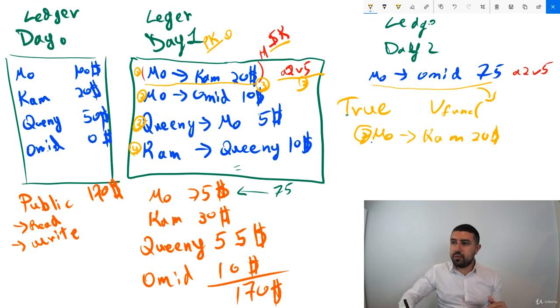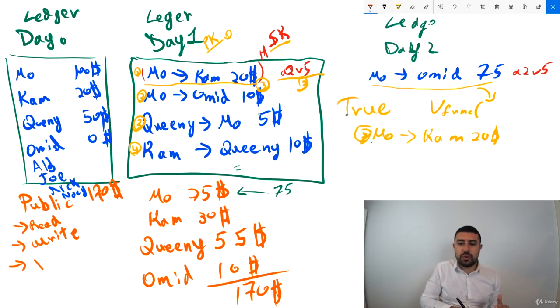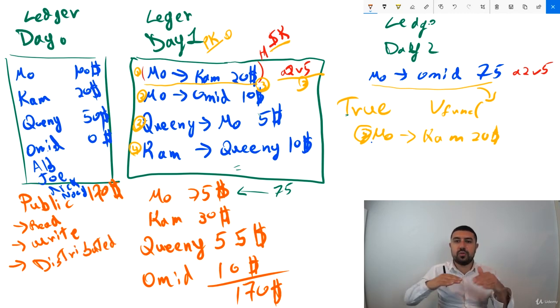Now, there's other problems. Even if we do certify these transactions, what happens when the population grows? And now there's more people. There's Cam, Mo, Omid, Queenie. But now, as with Bitcoin, there's a bunch more people. Albert came in, and Joe came in, and Nick, and Nancy, and thousands of people. And this ledger, everybody has to have a copy of it at the same time, right? Everybody can read from it, everybody can write to it, but it's also distributed. It's a distributed ledger, meaning that everybody always has it and everybody can put transactions on it.